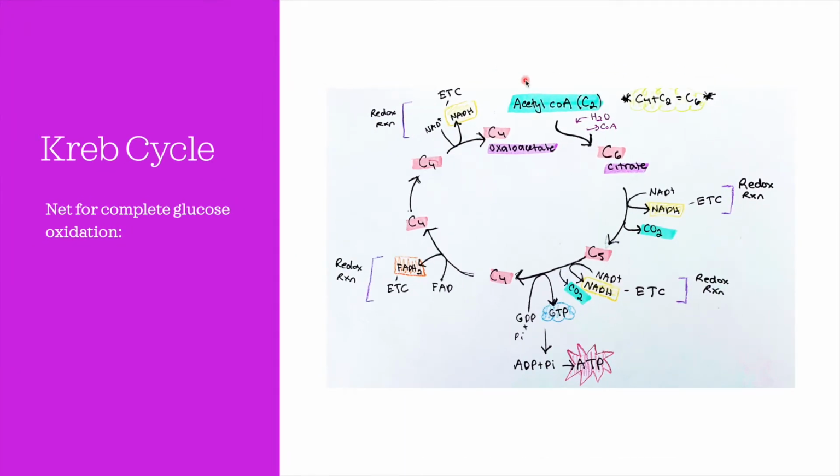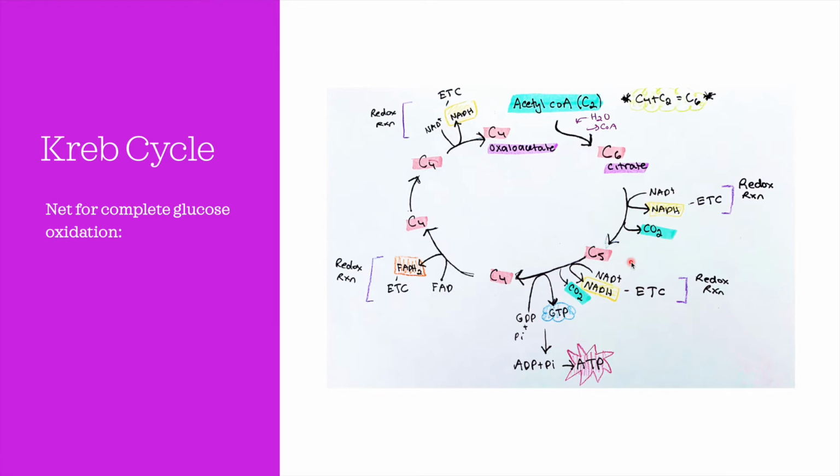Now let's go over the details of the cycle. As one molecule of acetyl-CoA enters the cycle, it combines with oxaloacetate, a C4 compound, to form a C6 compound called citrate. This is why this process is also known as the citric acid cycle. Citrate then transforms into a C5 compound.